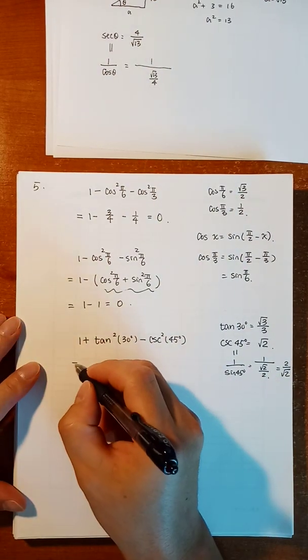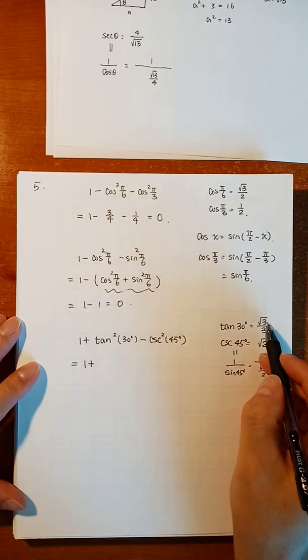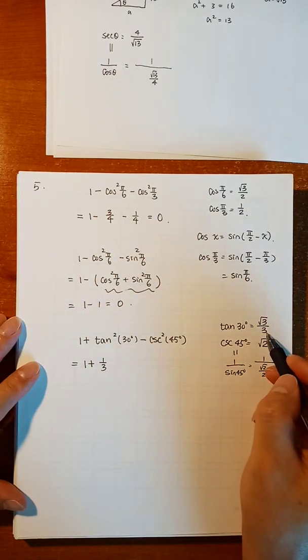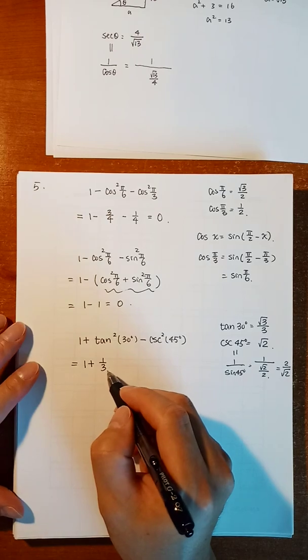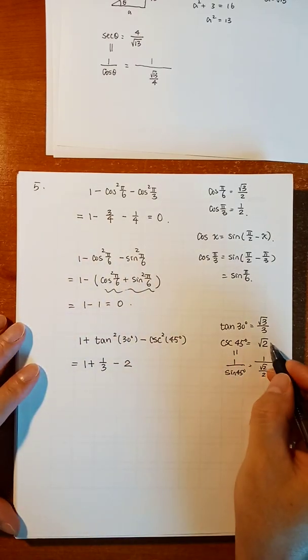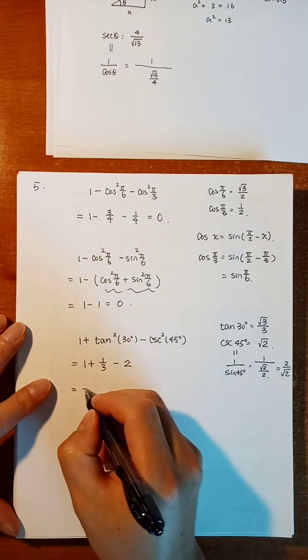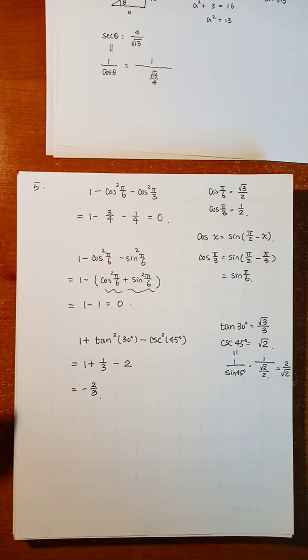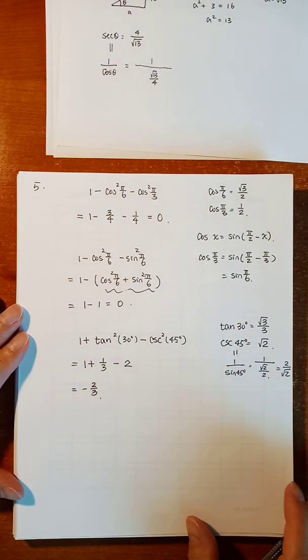Okay, so you get 1 plus, this one is 1 over 3, since square root of 3 over 3 squared is 3 over 9, and 3 over 9 is 1 over 3. Minus 2, since square root of 2 squared is 2. So it's negative 2/3.